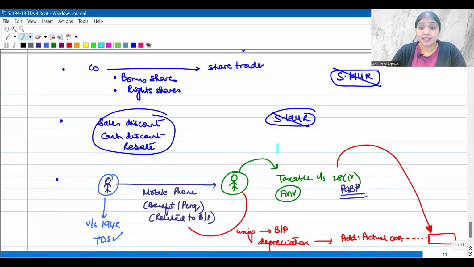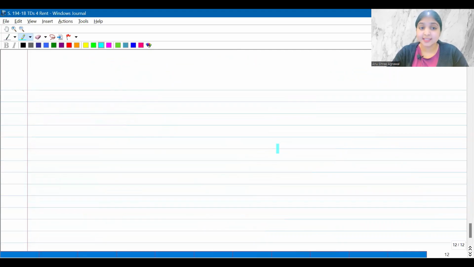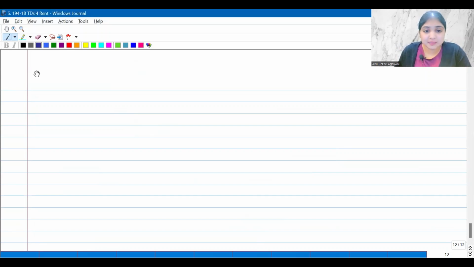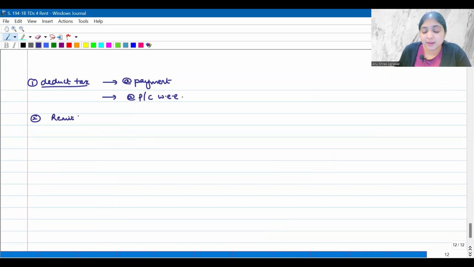Now see, while we are done with the sections of TDS, there are some extra points with respect to TDS that I want to discuss with you. Alright, let's discuss some due dates first. See, the deductor has multiple responsibilities. First of all, he is supposed to deduct the tax. In some sections, we said he is supposed to deduct the tax at the time of payment. In some sections, at the time of payment or credit, whichever is earlier. This is his first responsibility. He is supposed to deduct the tax. His second responsibility is that he has to remit the tax.